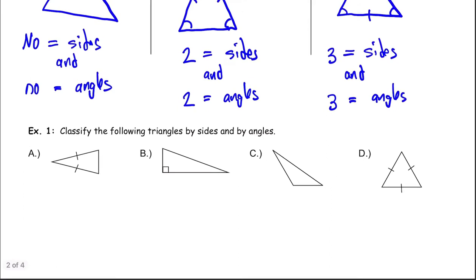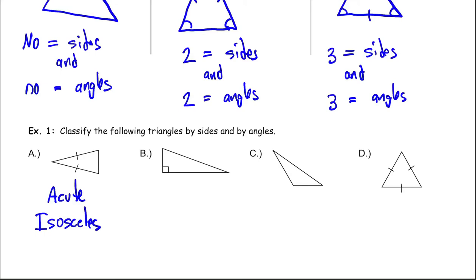All right, so our first exercise, we have to classify the following triangles by sides and by angles. So we can give two descriptors for each one. In letter A, is it acute, right, or obtuse? You need to recognize just by looking at the angle shape. I think you can recognize they're all acute. So I'm going to say this is an acute triangle. And then is it scalene, isosceles, or equilateral? Well, it's got two equal sides. So that means it's isosceles. So I'm going to say acute, isosceles.